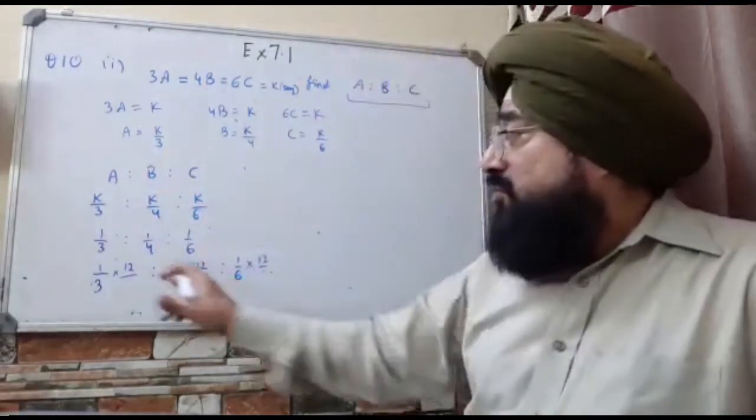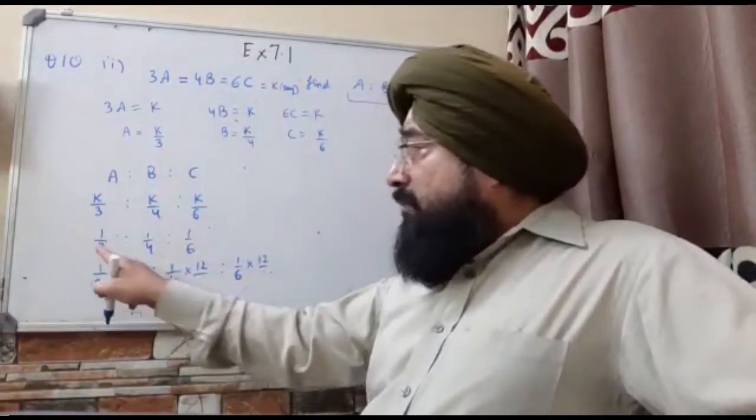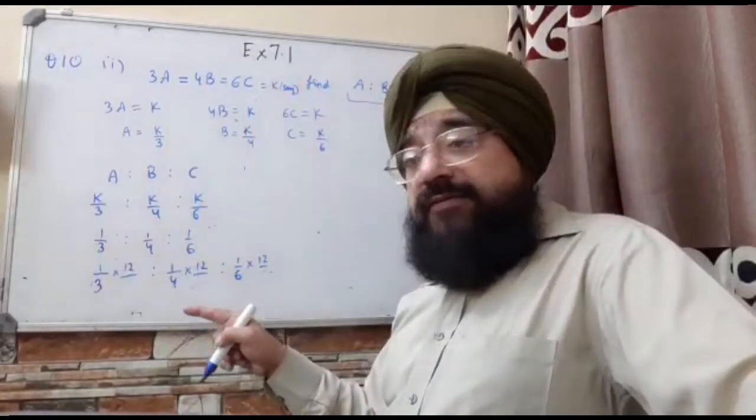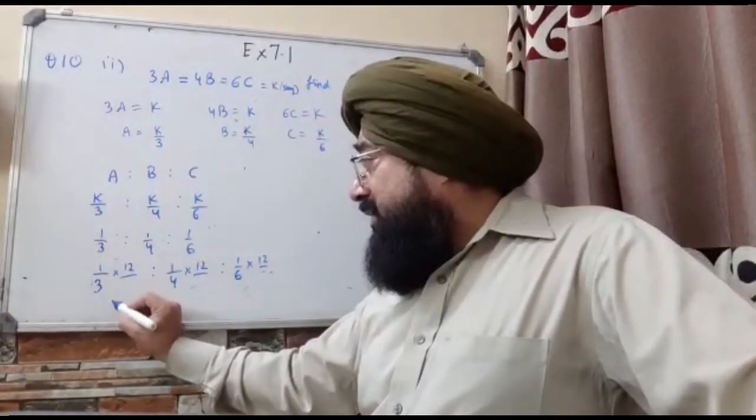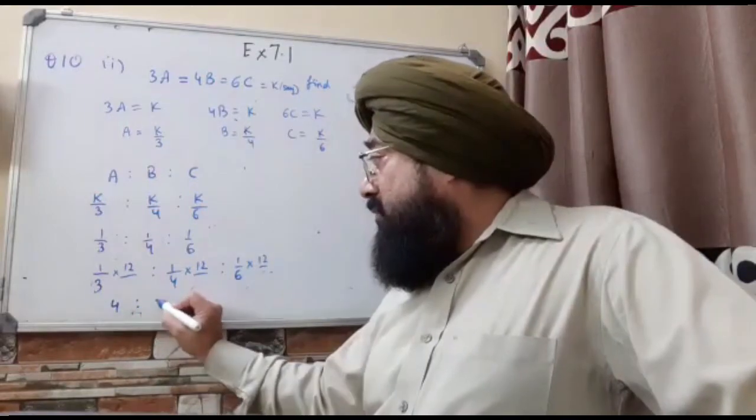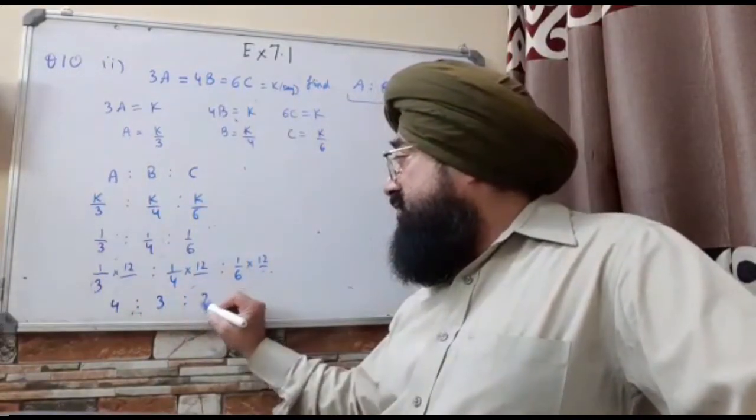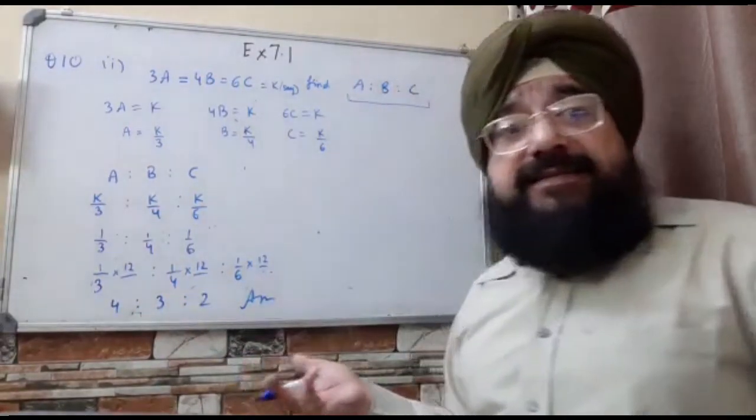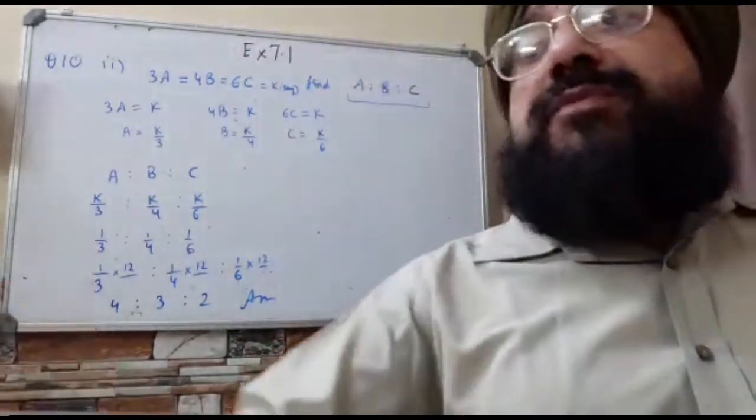तो अब अगर हम इसको 12 से मल्टीप्लाई करते हैं, why 12? Because 3, 4 and 6 has a LCM 12. So we get what? 3, 4 is a 12 is to 4, 3 is a 12 is to 6, 2 is a 12. So this is the desired answer. This is what we were supposed to do in this.